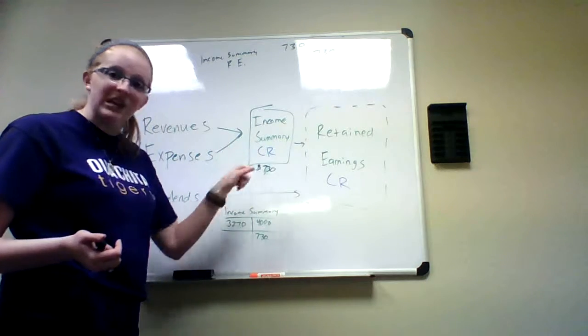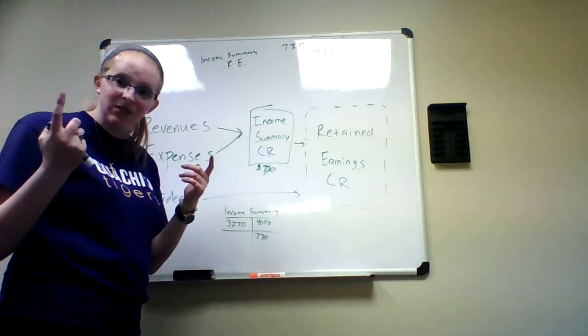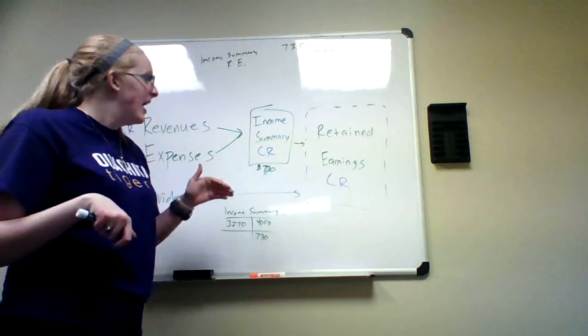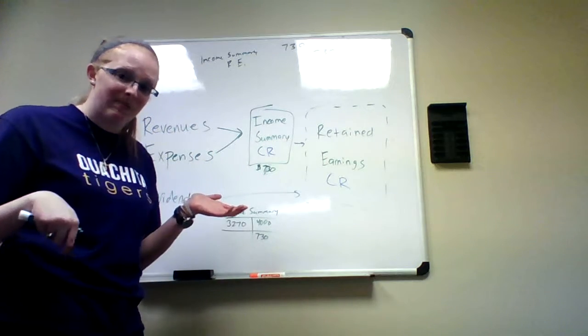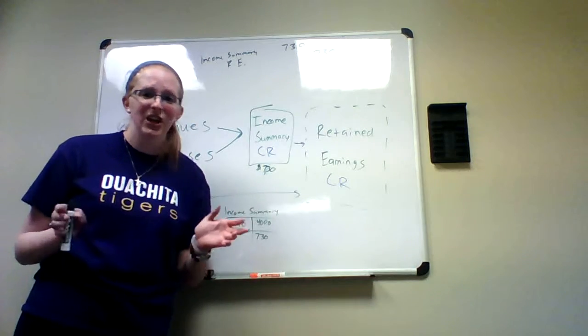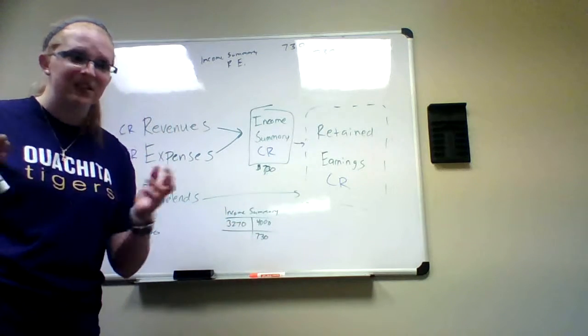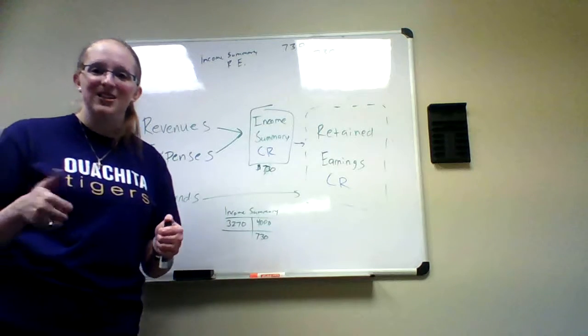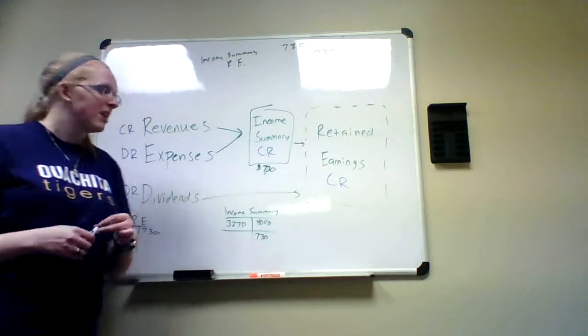So if you have a positive balance in income summary, you add to retained earnings, which is great. It's possible to have a debit balance in income summary, which means you're taking out of retained earnings. That's not necessarily good as far as business is concerned. You want a positive credit balance in income summary.